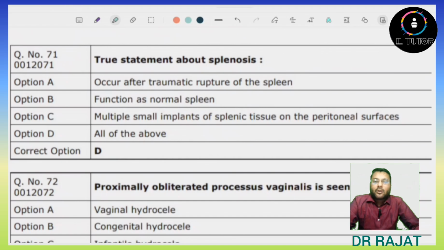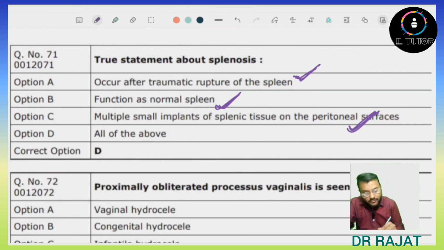True statement about splenosis. The options are: occurs after traumatic rupture of the spleen. This is true. Functions as normal spleen. Yes, this is true. Multiple small implants of splenic tissue on the peritoneal surface. Yes, this is also seen. So all options are correct regarding splenosis. The answer here will be option number D, all of the above.